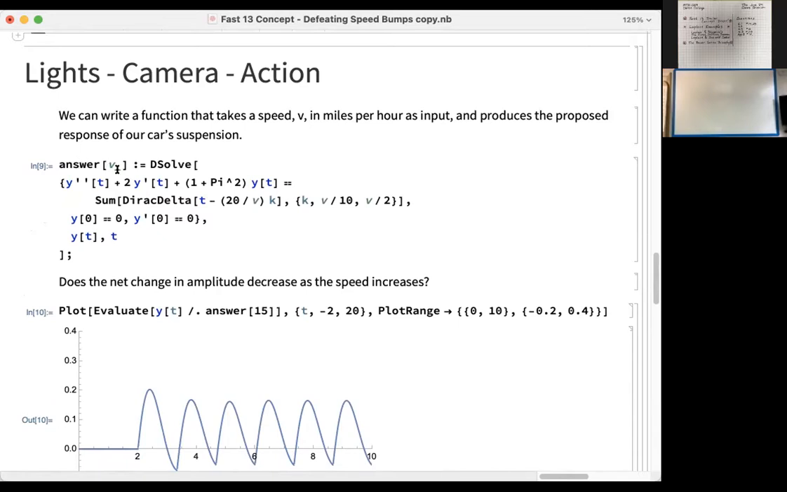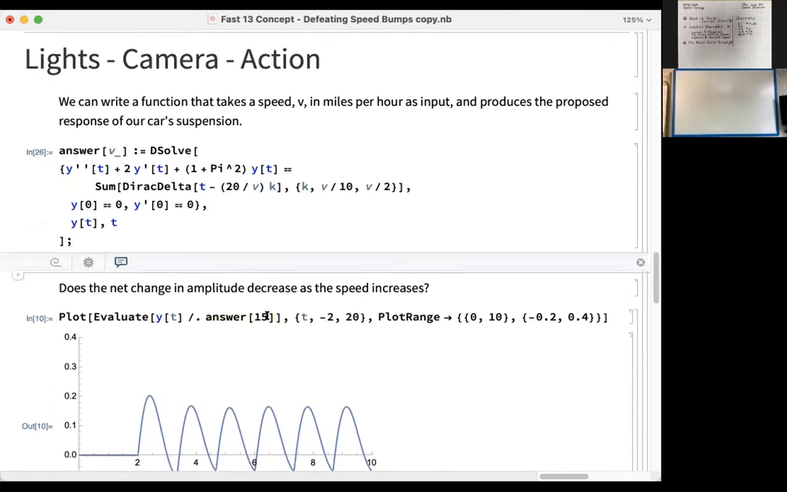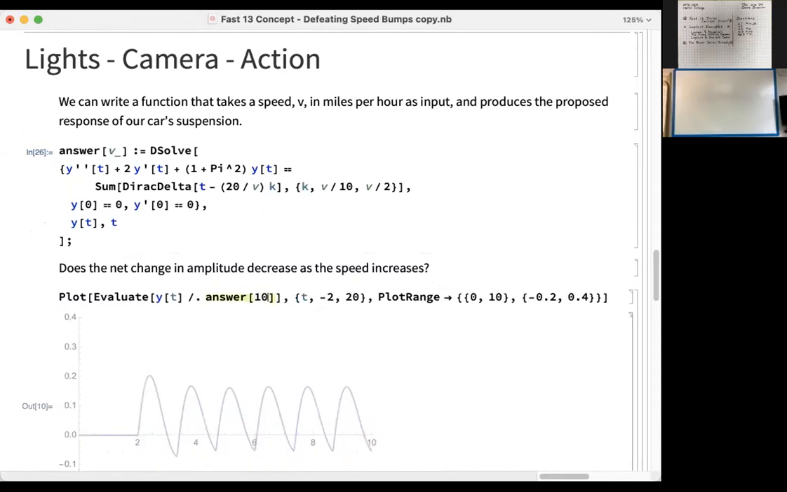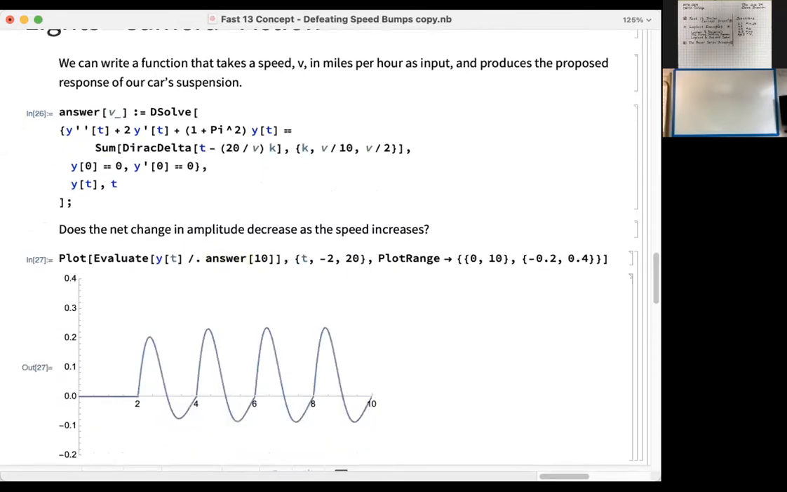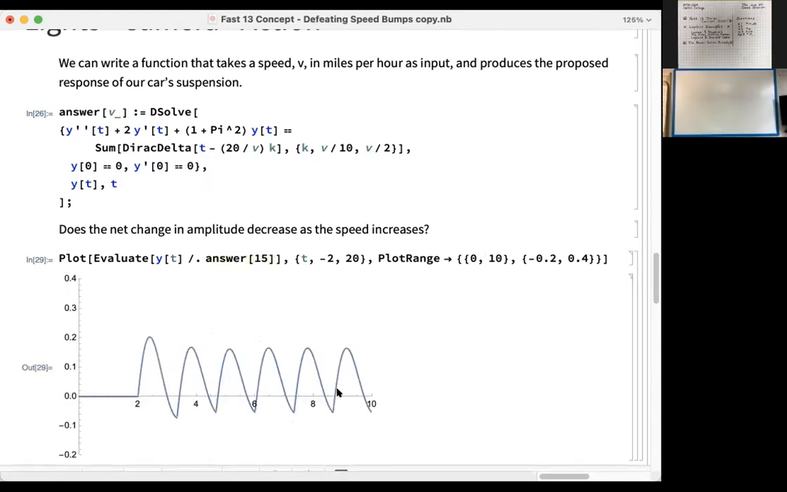So the answer with the V right here is where I input miles per hour. And if I input 10 miles an hour, I get the picture I already saw. If I input 20 miles an hour, I get the picture I already saw. What about 15 miles an hour? Well, that seems a little bit bumpy. You know, like you're going down, you're coming back. That seems still a little bit. How about 25 miles an hour?